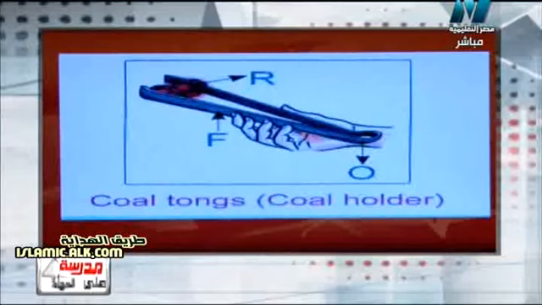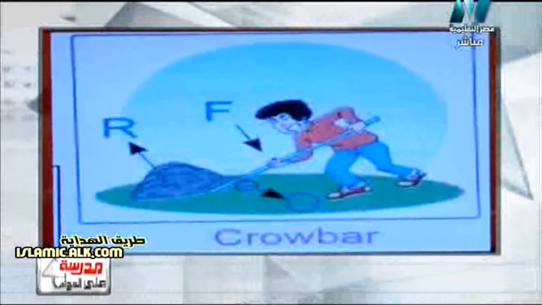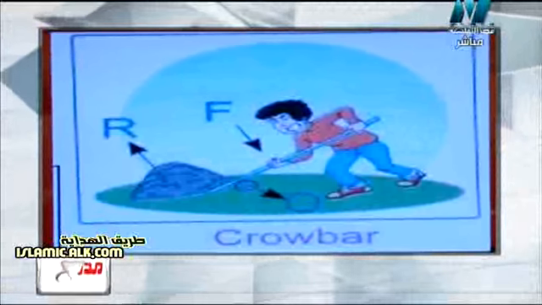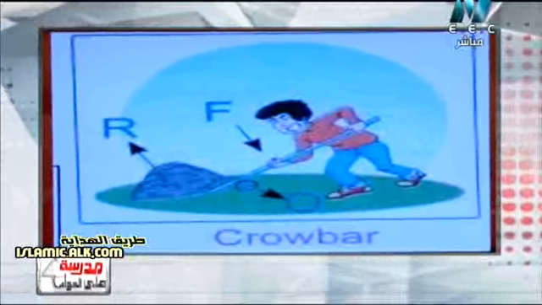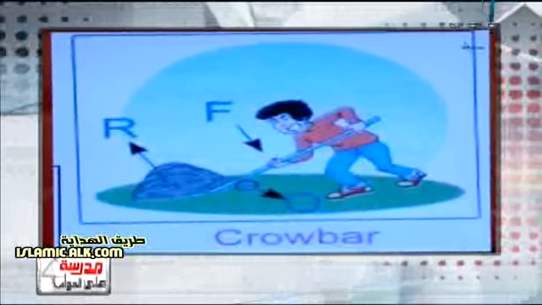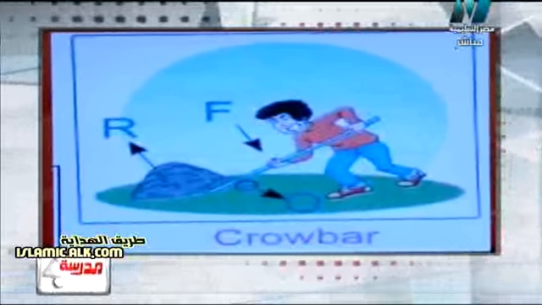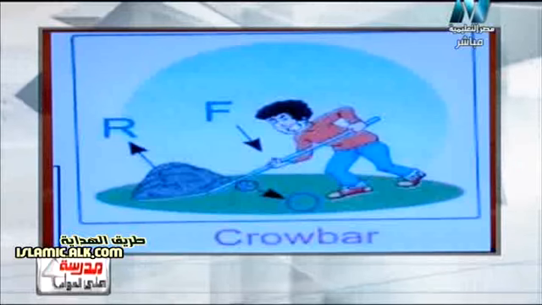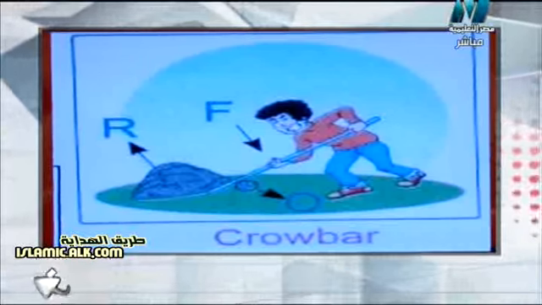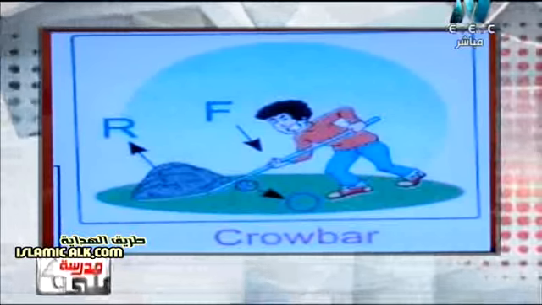Another example. Crowbar أو العتلة. It will be the first class lever. Why? Give reason. It will be the first class lever because it contains fulcrum or O between effort force and resistance.